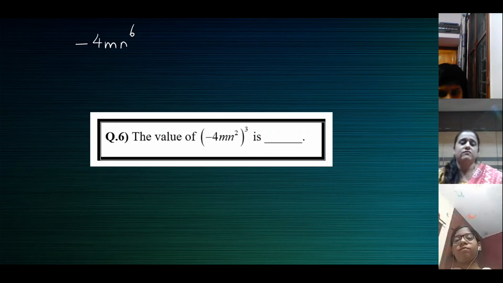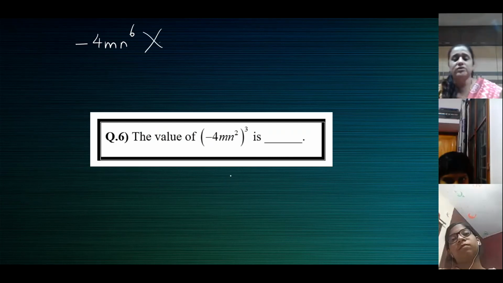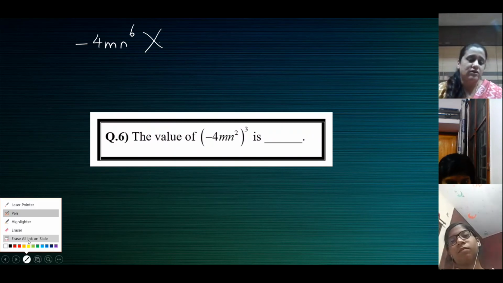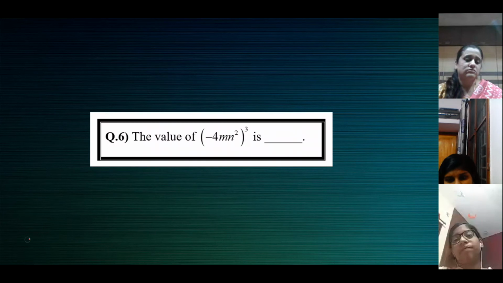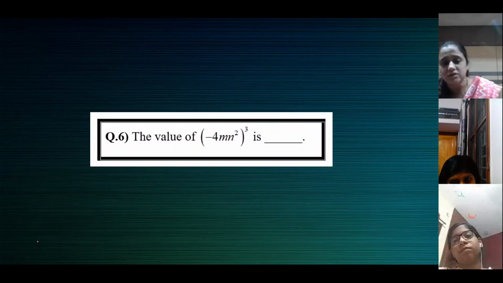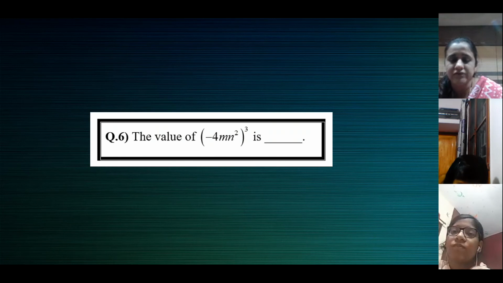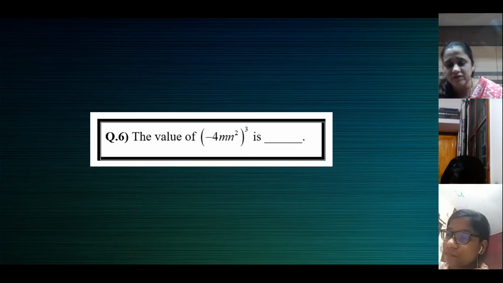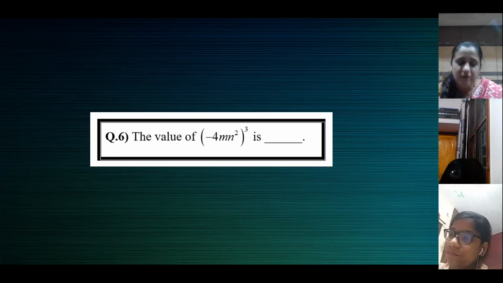Okay. Fine. It's incorrect. That's not the way you interpret the question. Now, this power 3, what do you think about the power 3? Is it for n square alone? It's the whole square, ma'am. You have treated the power 3 as if it is only for n square. Then why the bracket? The power 3 is for everything inside the bracket. It is for minus 4, it is for m, it is for n square.